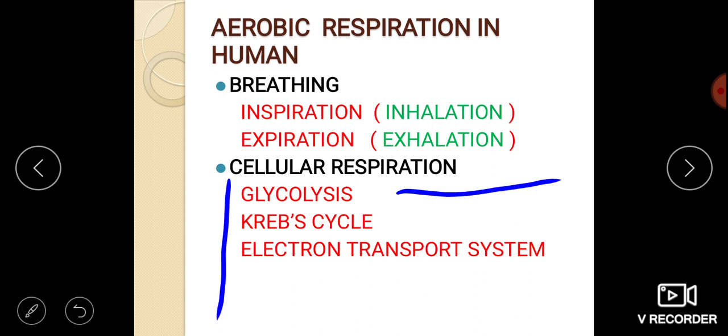You can see the first step is glycolysis, where the glucose is broken down into pyruvic acid or pyruvate in the cytoplasm. Second is the Krebs cycle, and the third one is the electron transport system. Remember, the Krebs cycle as well as the electron transport system both occur in the mitochondria.